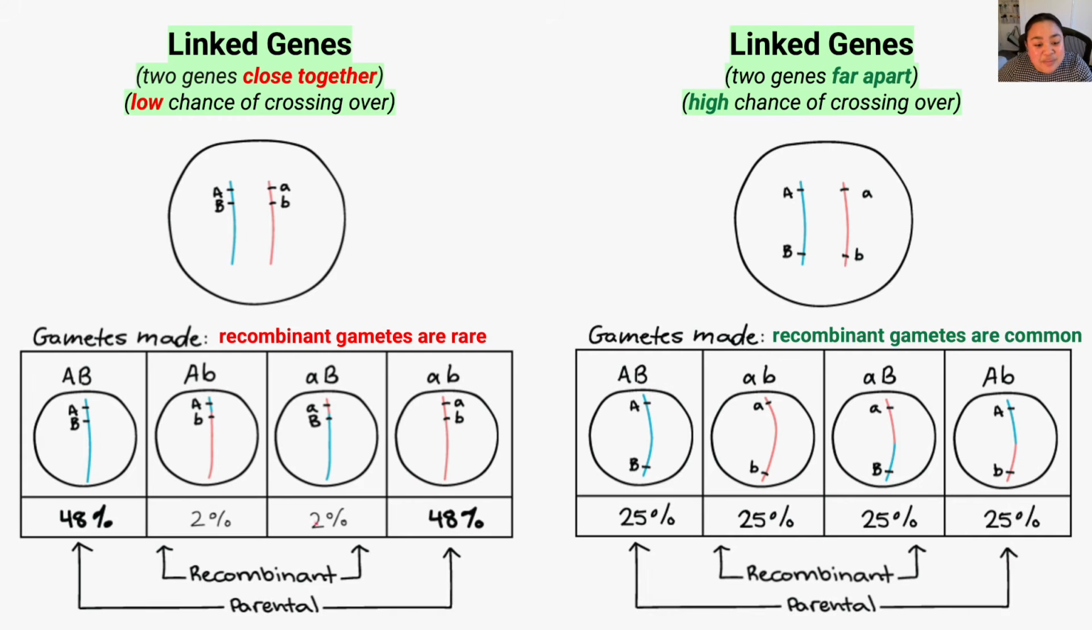Now the percentage of recombinant gametes will actually increase as the distance between the linked genes increases and the likelihood of crossing over increases. On the right-hand panel, we can see that when linked genes are far apart on the same chromosome, crossing over is more likely to happen, so recombinant gametes will be more common. The percentage of parental and recombinant gametes in this scenario is 25%, meaning that in this scenario, gene A and gene B are basically at the tips of the chromosome, as far apart from each other as possible.